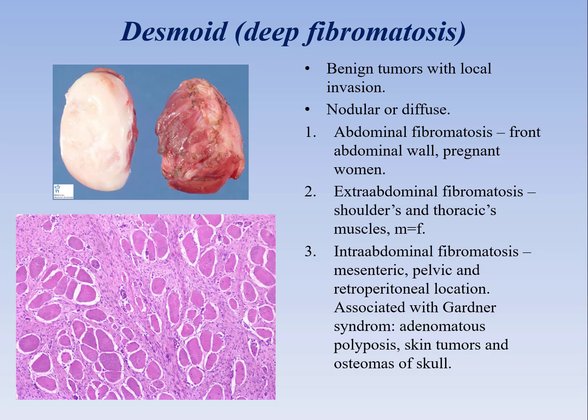Desmoid tumor or deep fibromatosis. It's a benign tumor with local invasion. There are two main forms, nodular and diffuse. We can also classify desmoid tumor into abdominal fibromatosis, extra-abdominal fibromatosis, and intra-abdominal fibromatosis. Abdominal fibromatosis is a tumor of the front abdominal wall, which more often grows in pregnant women. Extra-abdominal fibromatosis affects the shoulders and thoracic muscles without any male-female predominance. Intra-abdominal fibromatosis is localized in the mesenteric, pelvic, and retroperitoneal areas.